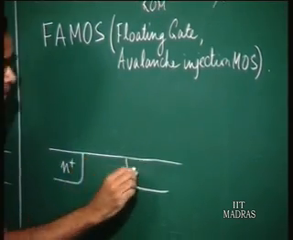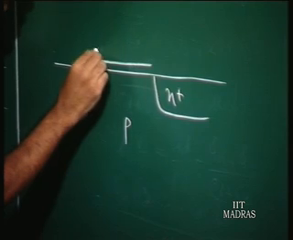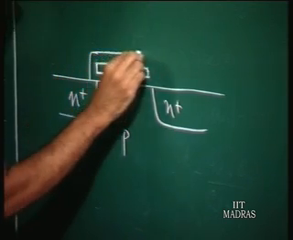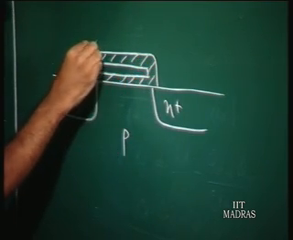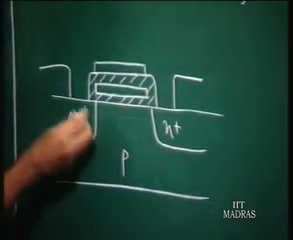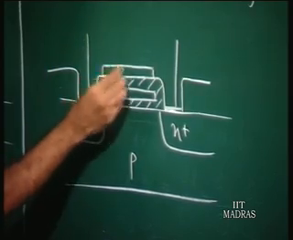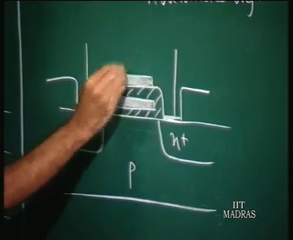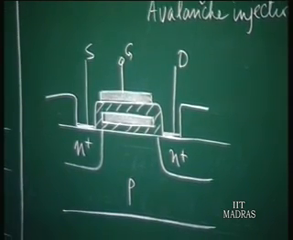So, N plus, P, but what you have here is, as the name implies, a floating gate. This is the oxide, this is the gate, and this is the source and drain contact. This is a gate and this is another gate. This is the gate, this is the source, this is the drain. So, this is the FAMOS device.